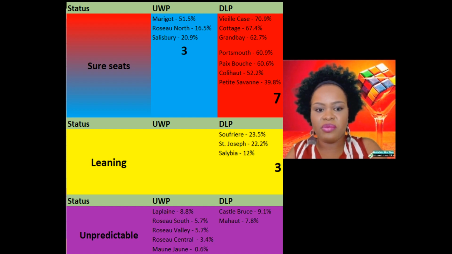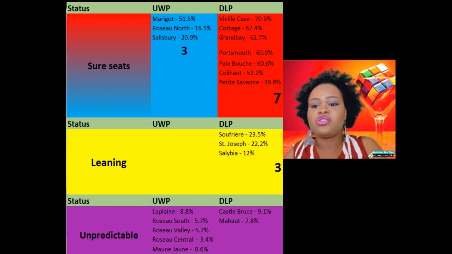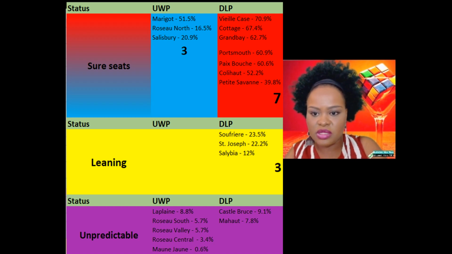Now, since a lot of people believe that the Mao seat is a Dominica Labour Party seat, then if you expect the Mao seat to be won by the Dominica Labour Party, that means all the Dominica Labour Party really has to win is the Salibia and St. Joseph seats. Now, let's look at the United Workers' Party's possibilities.